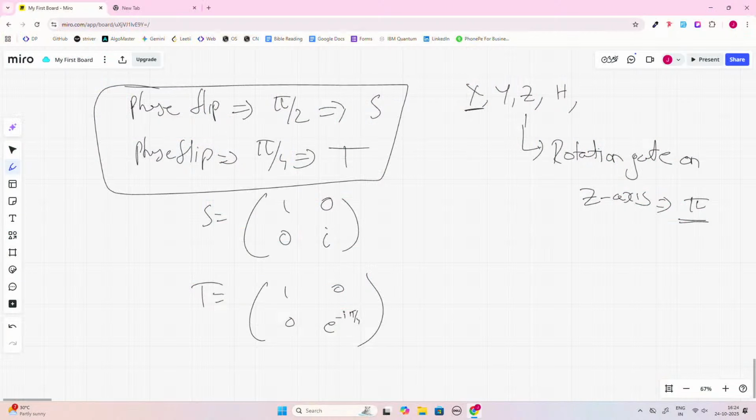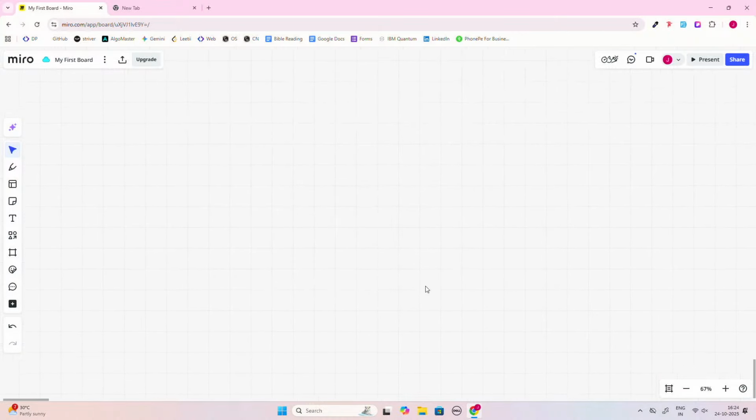Now, for example, I want flexibility. Z is a flip of pi, S is a flip of 90 degrees, T is a flip of 45 degrees, and that too only around the Z axis. I want to flip around the X axis with an angle of 20 degrees. How can you do it? For that also you have gates.